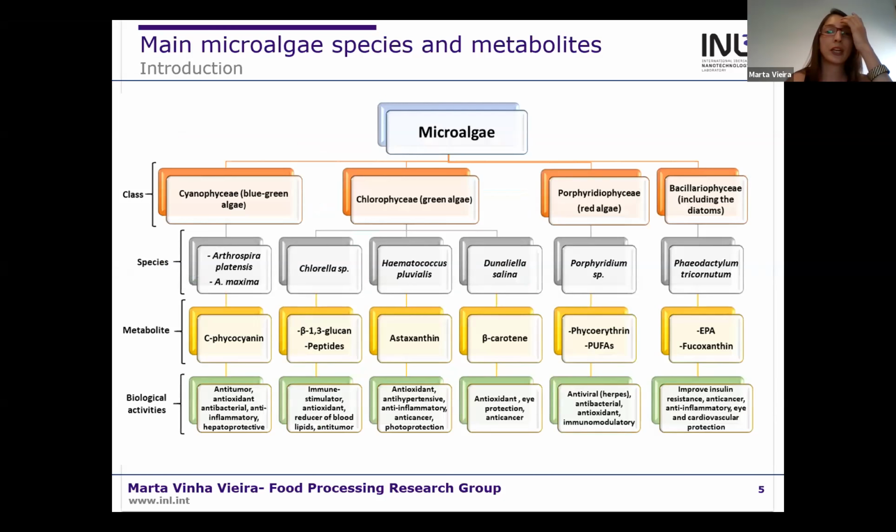Here is just a compilation of the main microalgae species, the main ones studied, if you see in the literature, their respective metabolites and their biological activities. These 4 species or groups of species are the main ones studied for food applications, and their metabolites have been related to several biological activities such as anti-tumor, antioxidant, anti-inflammatory, among others.